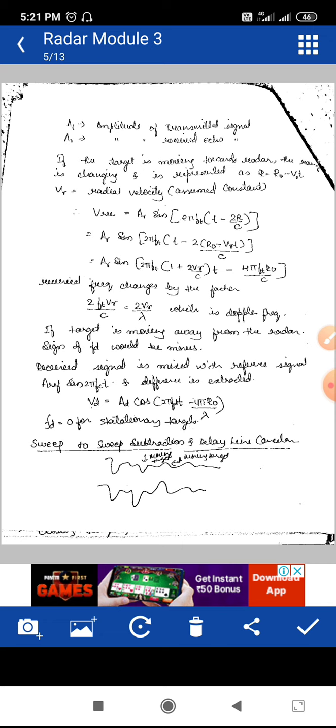When we mix these two signals, that is, simply multiply them, and simplify, we get the difference signal Ad cos 2 pi fd into t minus 4 pi r naught by lambda. Here fd is nothing but your difference frequency, the Doppler frequency. If fd is equal to 0, it indicates that the target is a stationary target.